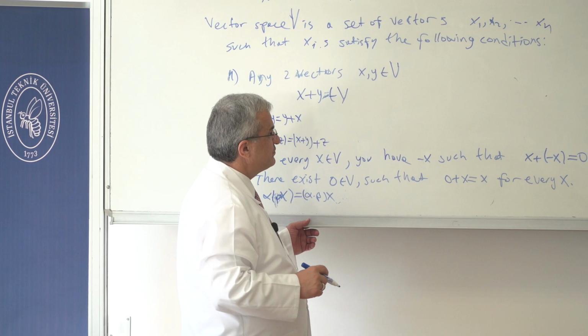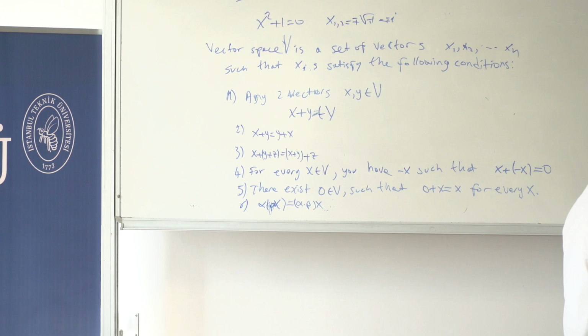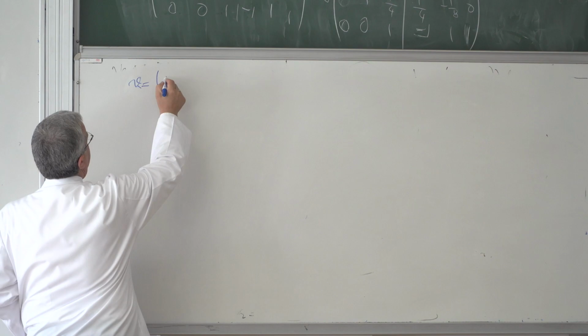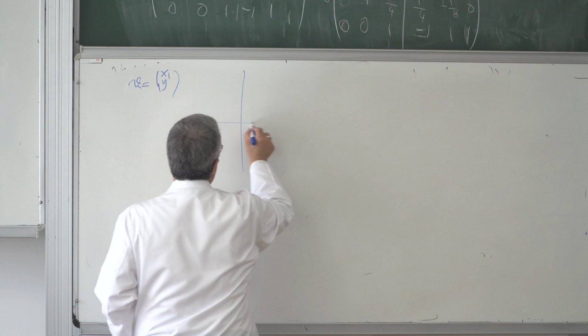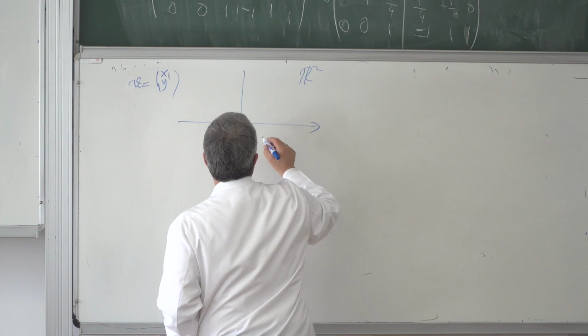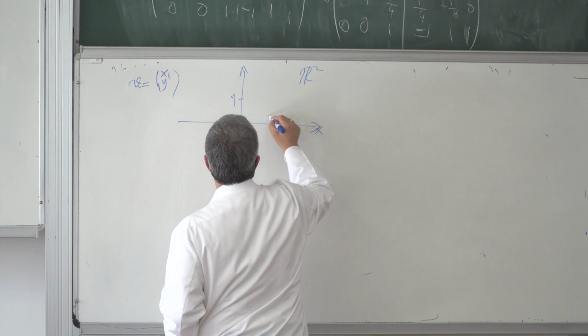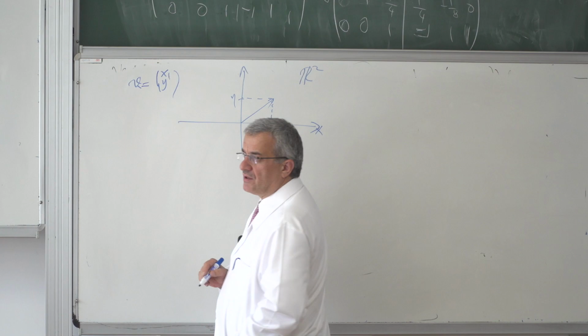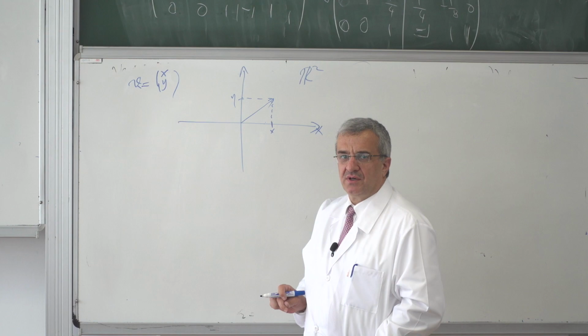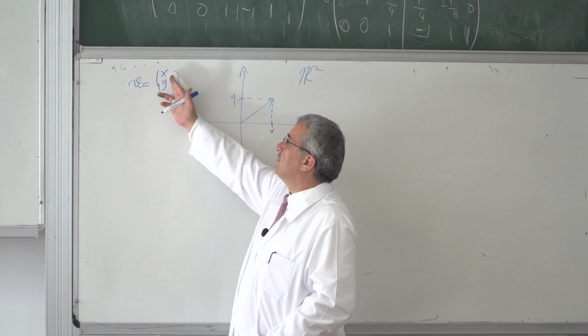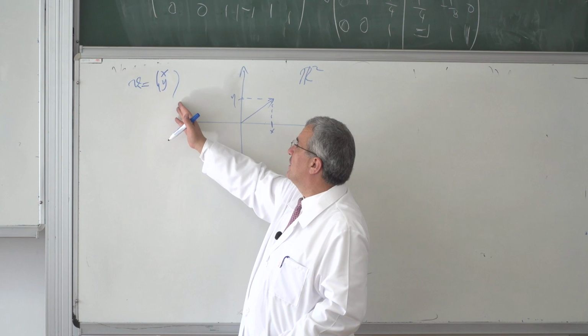So let's give examples of vector spaces. Let's talk about V, X, Y. In two-dimensional space, you call this R2, right? So you have X and Y. This is the X coordinate, and this is the Y coordinate. You are familiar with these vectors. In two-dimensional spaces, we give you a column like this. The first one represents the x component of the vector, and the second number represents the y component of the vector. So this is called two-dimensional space.